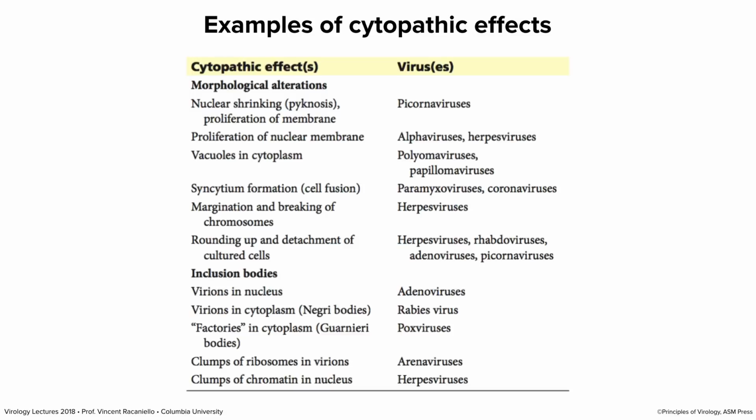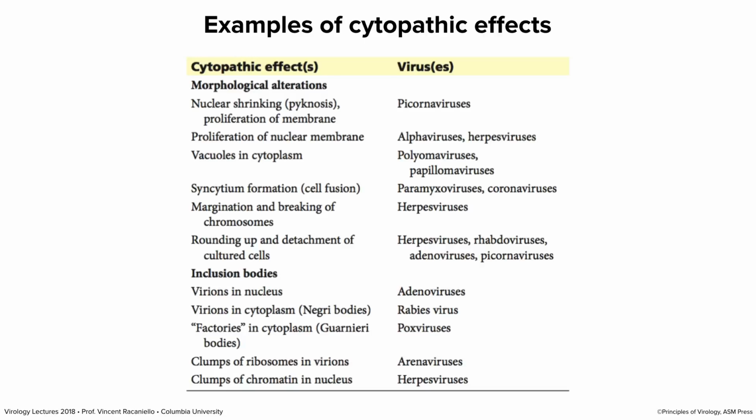So just a list of some different kinds of cytopathic effects. This is not something I would ever ask you to remember. I'd never ask you on a test to tell me what kind of virus causes rounding up or detachment. I just want to give you a sense for the large diversity of cytopathic effects that we see. So here on the left we have the different kinds of alterations, and on the right are the viruses that do them. And these include morphological alterations in the cells, so rounding up and detaching, as I said before, vacuoles in the cytoplasm, syncytium formation, breaking up of chromosomes. You get the idea. And then also inclusion bodies.